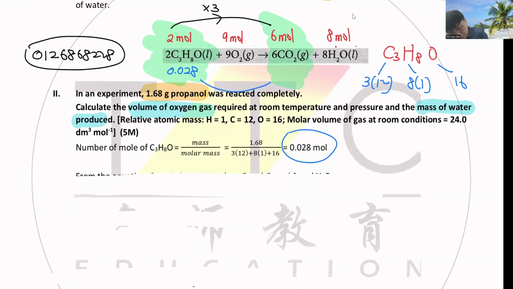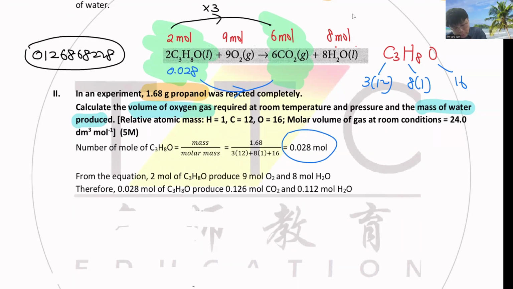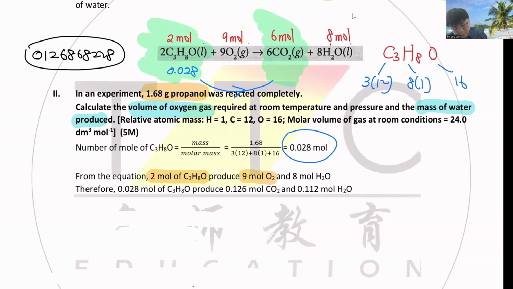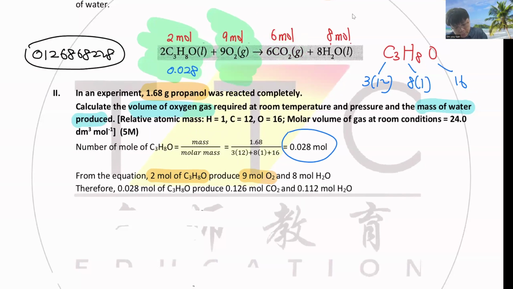Okay, so you need to get the ratio. So you write this down. From the equation, 2 mole will produce 9. What do you want to find? Oh, volume of oxygen gas. So they need the oxygen gas, not carbon dioxide. So here, sorry, adjust the place a bit. So the ratio is 2 to 9.